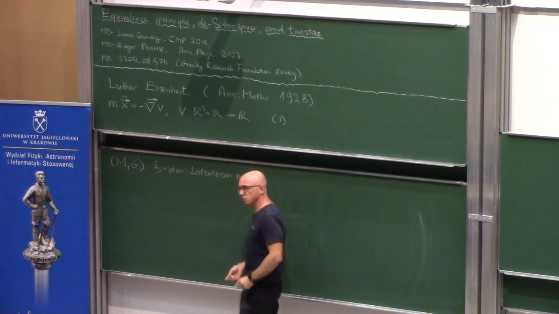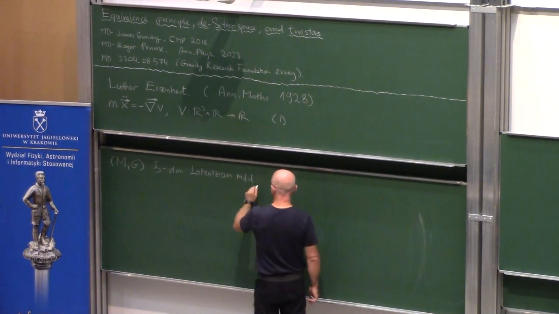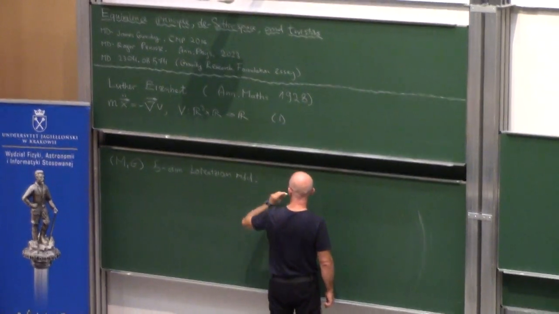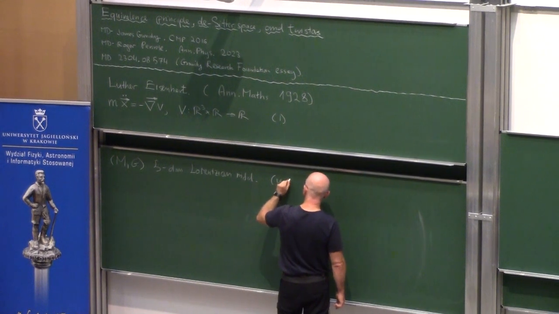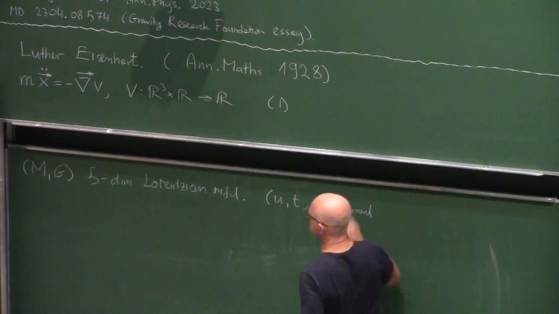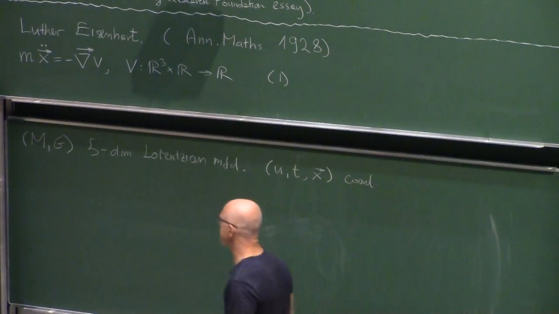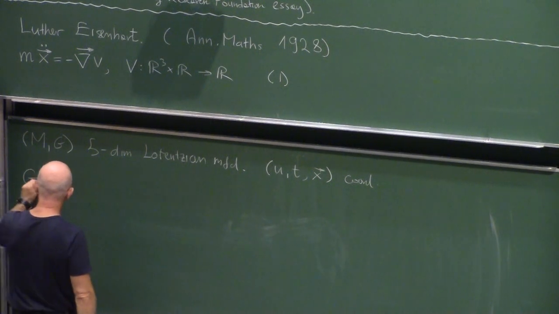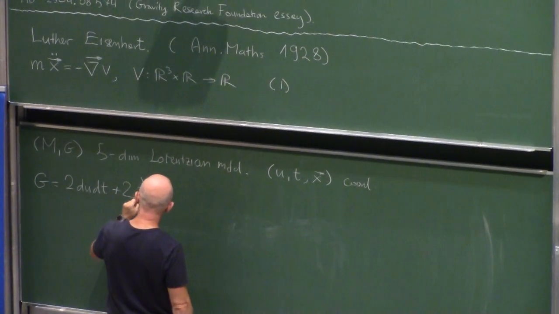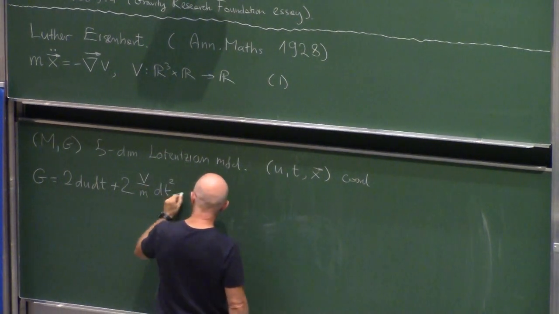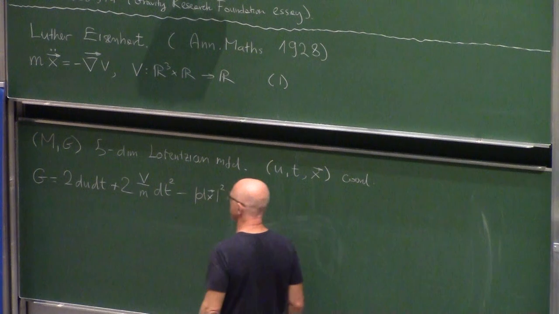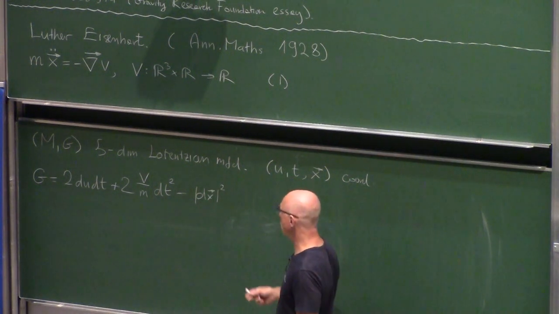What I'll say could be described very abstractly without coordinates, but for the sake of clarity I will use coordinates, and then tell you how to characterize things about them. I'm going to use coordinates u, t, and the three components of x on this manifold. What Eisenhardt does is he writes down a metric: 2 du dt plus 2V over m dt squared minus dx squared. So that's a metric of signature (4,1), or (1,4), really.